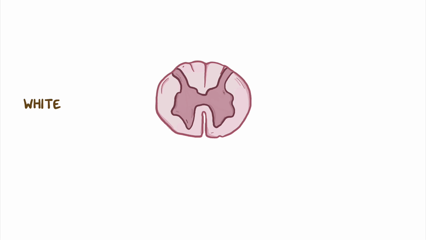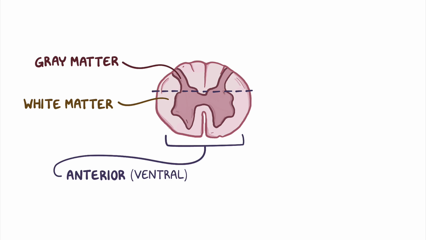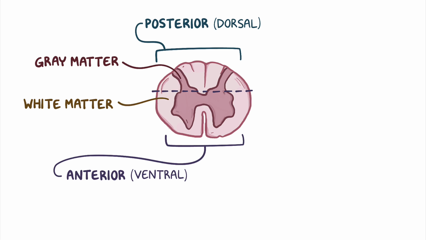Now, if you look at the cross-section of the spinal cord, the white matter is on the outside and the gray matter is on the inside. And overall, it looks kind of like a butterfly. If we draw a horizontal line through the spinal cord, the front half is the anterior or ventral half, and the back half is the posterior or dorsal half. And the butterfly wings are sometimes referred to as horns.